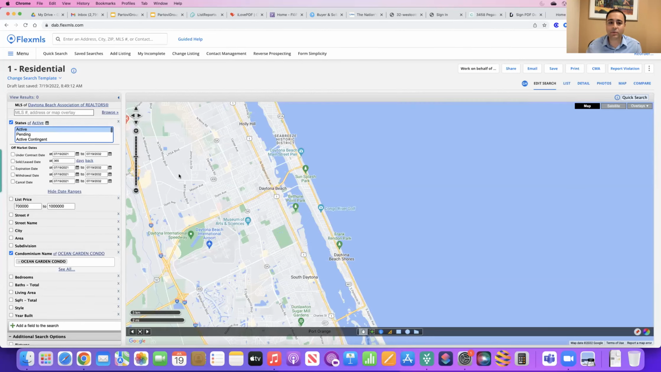This is a way to find out what the market is doing. If I had not done this for the price range of 700,000 to $1 million, I would have thought that those properties are flying off the shelf as well. But the data from the MLS is telling me no, it's not. The price point of 700,000 to $1 million in the Daytona Beach, Florida market is a buyer's market. It means there's more supply than there is demand.